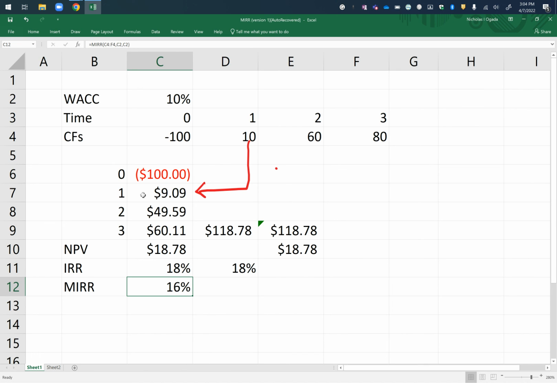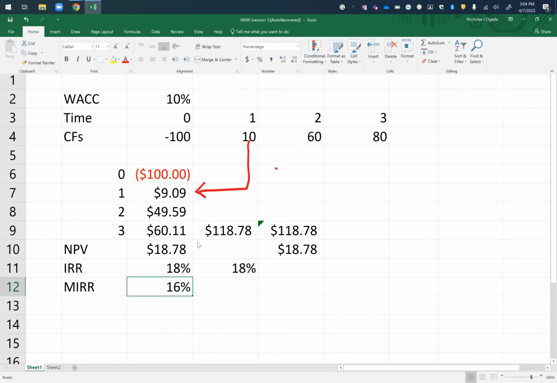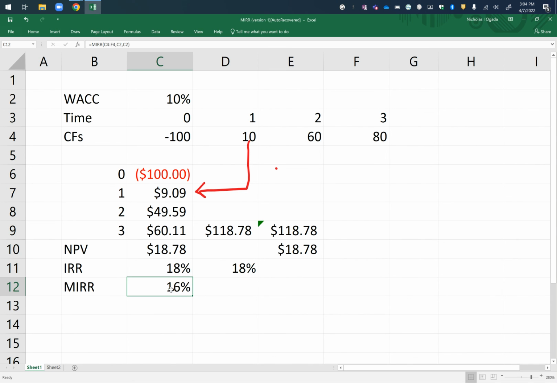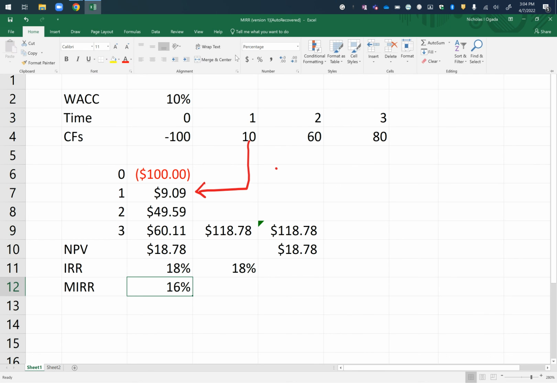Now, if you want to be more accurate, you can always make sure this is up to 2 decimal places. To 2 decimal places, my modified internal rate of return is 16.5%. Again, this is just a quick way of finding the NPV, IRR, or MIRR using Excel. If you opt not to use a calculator, you're still going to be accurate in those computations.